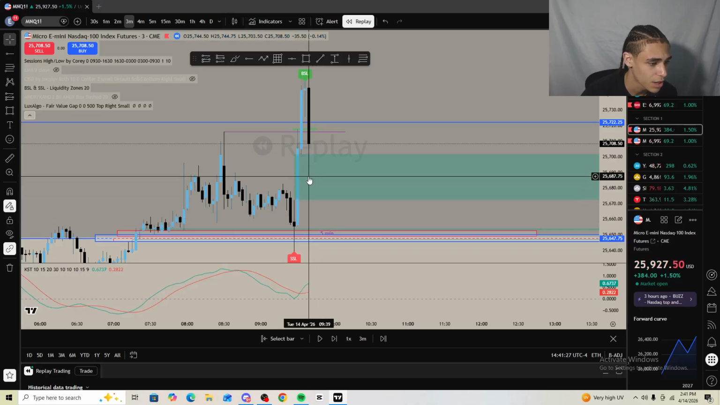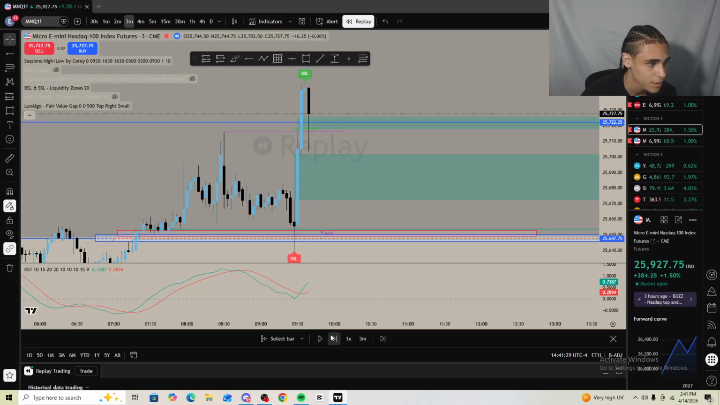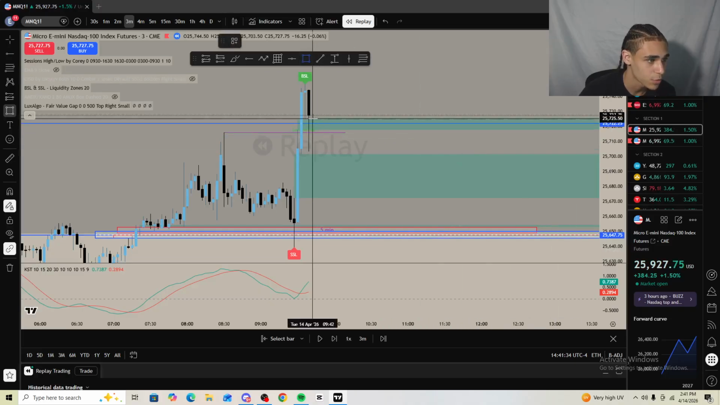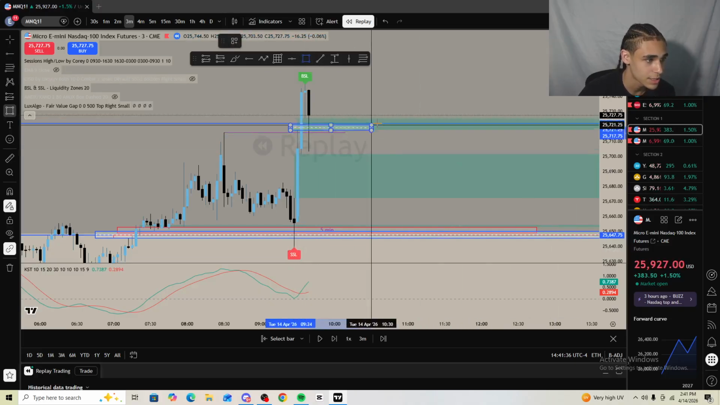Maybe it did. It was just super early into the chart, so I didn't take it. Oh, no, it didn't. Okay. See, yeah, I know I wasn't tripping. So we had this 3-minute gap as well. Pay attention to this gap the whole day.